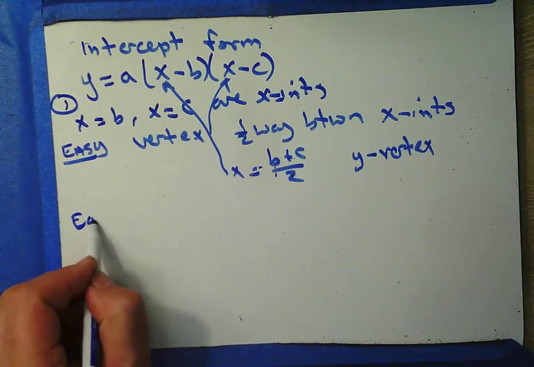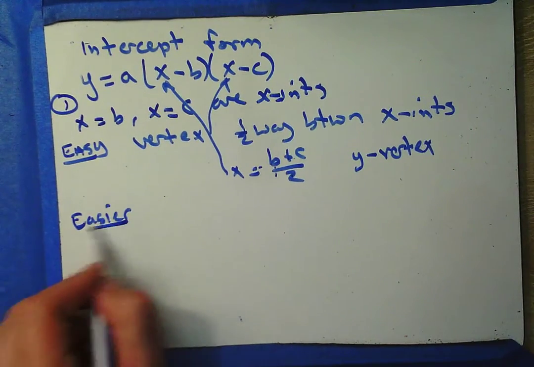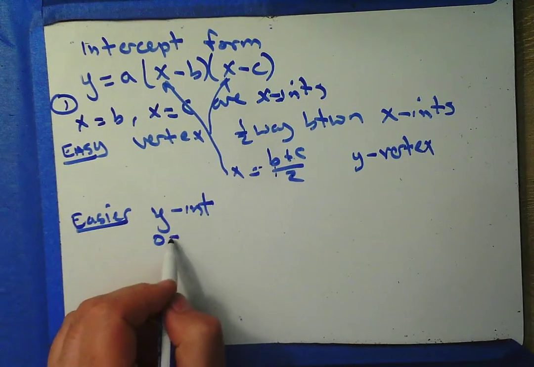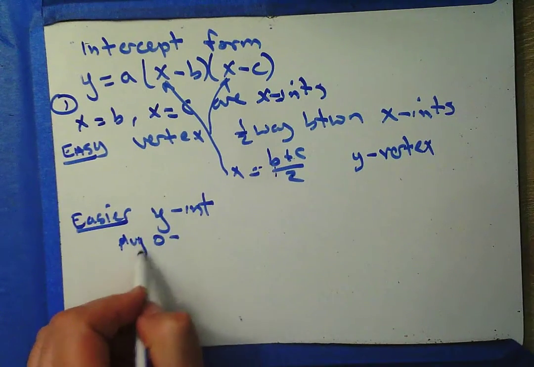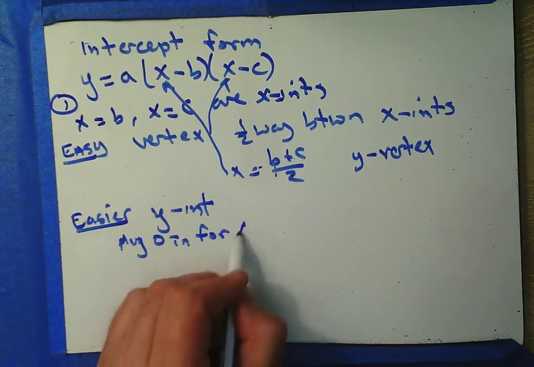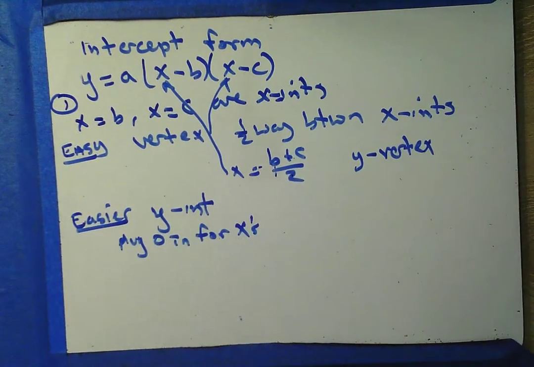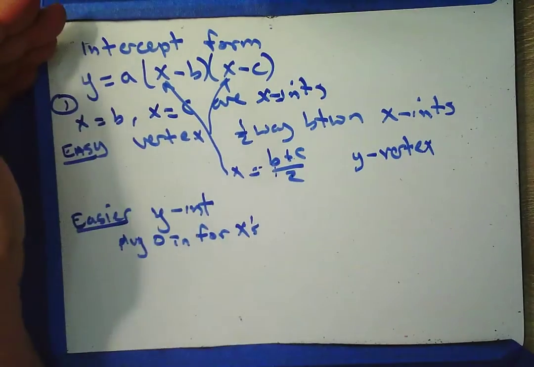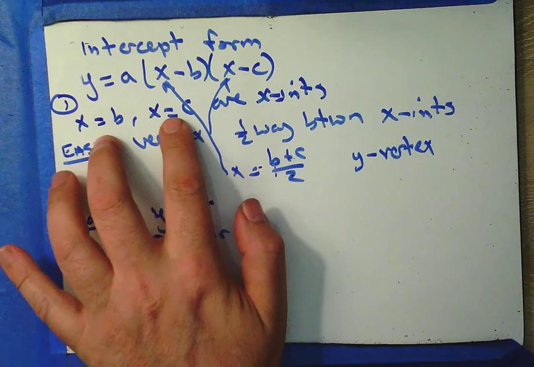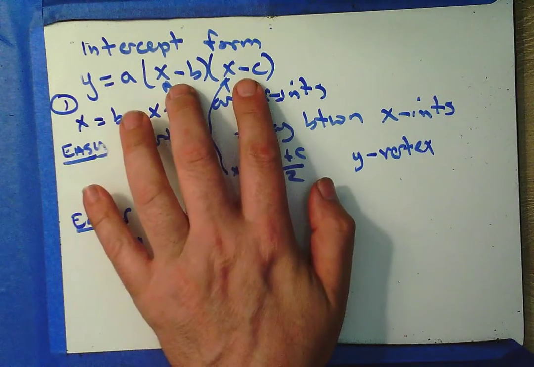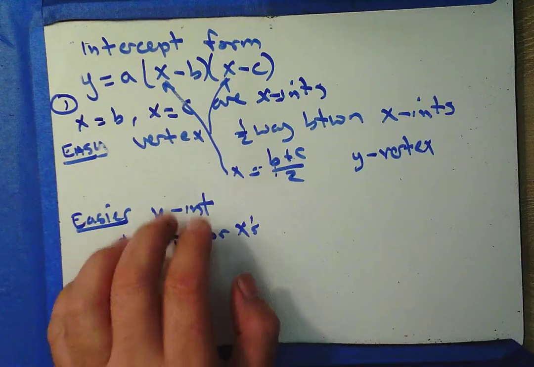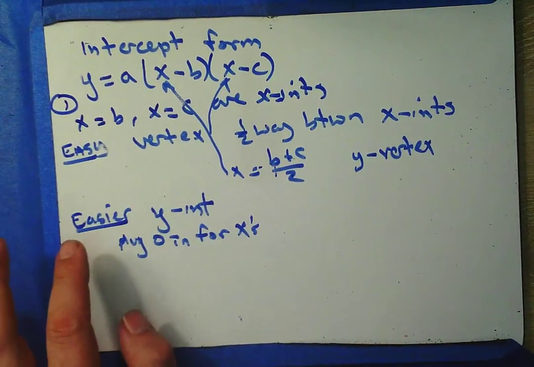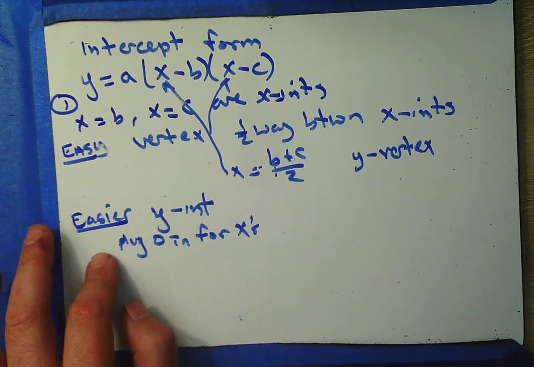But even easier than finding the vertex is finding the y-intercept. Because for the y-intercept, I just need to plug 0 in for x's. Okay? And we'll take a look at both of those options as we graph. But remember, from intercept form, I'm first identifying the x-intercepts. Remember, there are normally minuses here. And then I'm going to either find the location of the vertex, or I'm just going to plot the y-intercept.